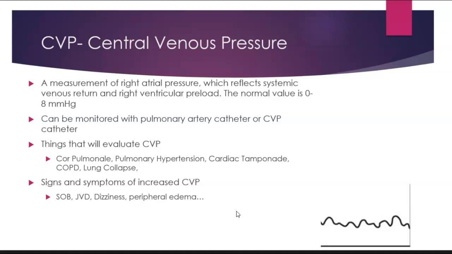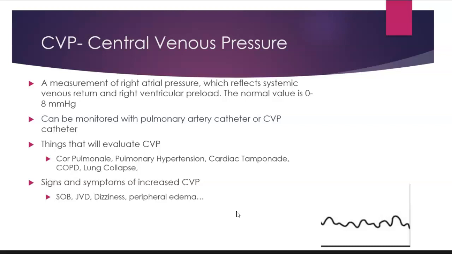So this measurement can be monitored with both a pulmonary arterial catheter or just a CVP catheter, sometimes called the central line. Okay, so when we're using a CVP, you're going to be evaluating for things that are going to cause it to increase, like cor pulmonale, pulmonary hypertension, cardiac tamponade, COPD, lung collapse. All of those things are going to increase your CVP, okay? Because it's either directly affecting the right side of the heart, or indirectly affecting the right side of the heart.